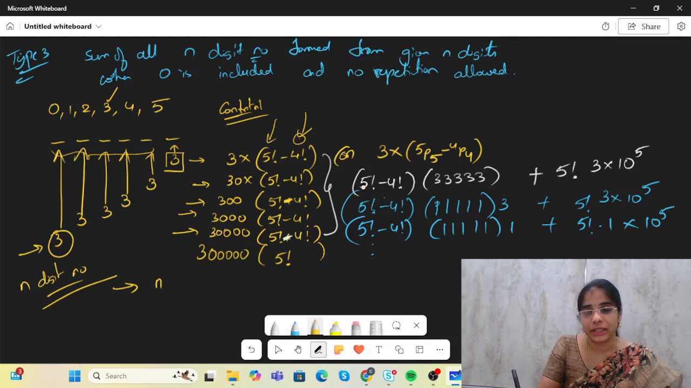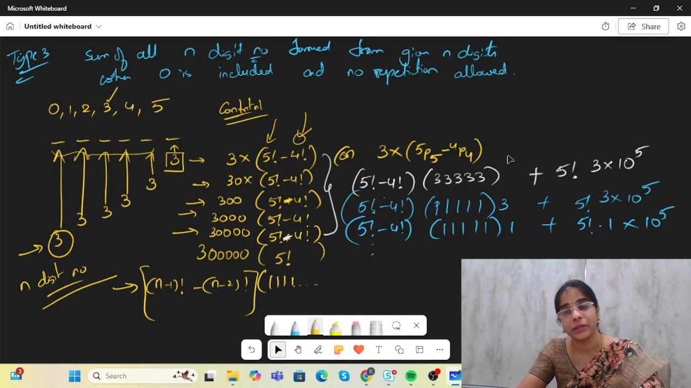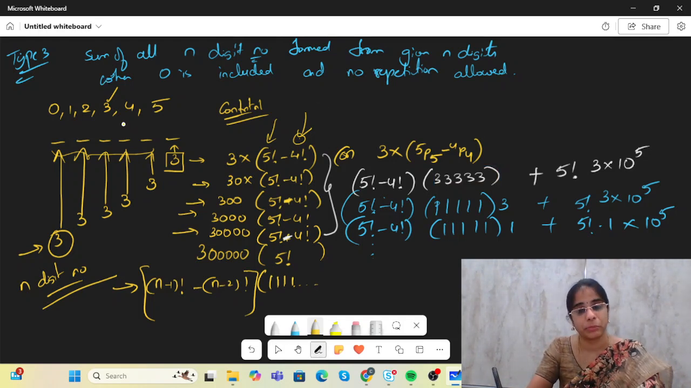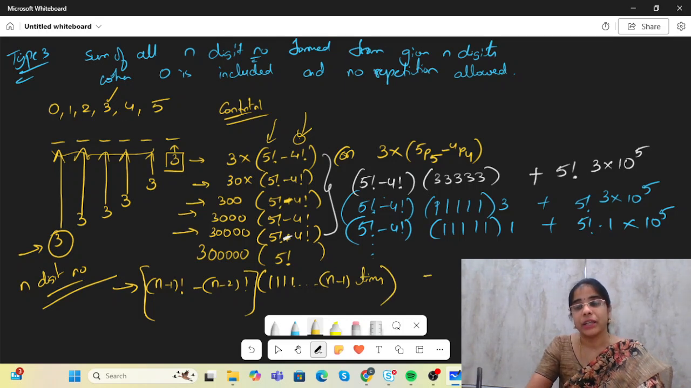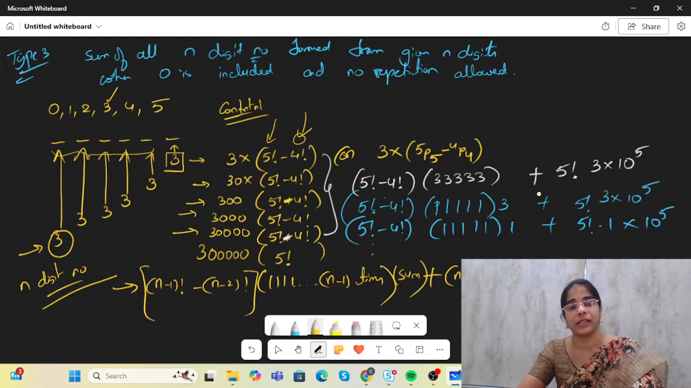That I will be taking like (n minus 1) factorial minus (n minus 2) factorial into 1, 1, 1, 1, 1, repeated how many times? I am repeating 5 times here because when I have 6 digits, I am repeating 5 times. So when I have n digits, I will repeat n minus 1 times. Clear? Plus, this is again another (n minus 1) factorial into (n minus 1) times into the sum of the digits. I didn't write it here, isn't it? Yeah, sum of the digits there.